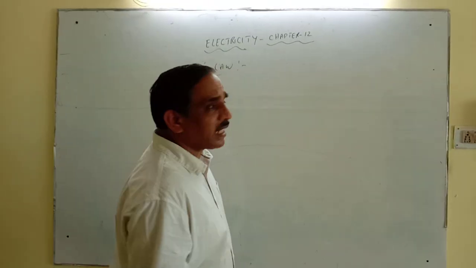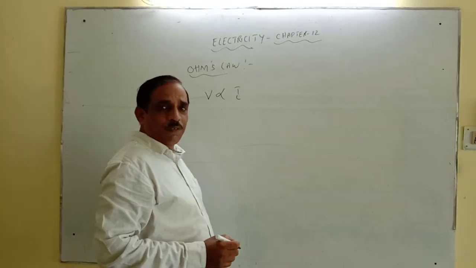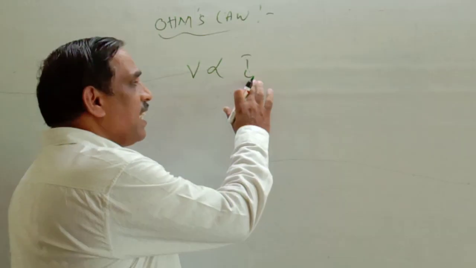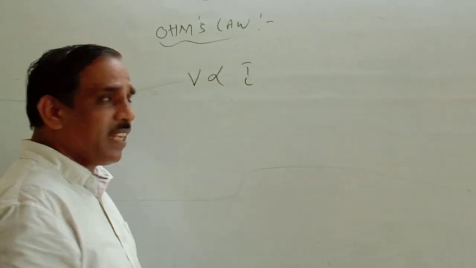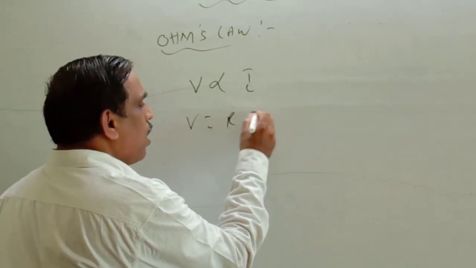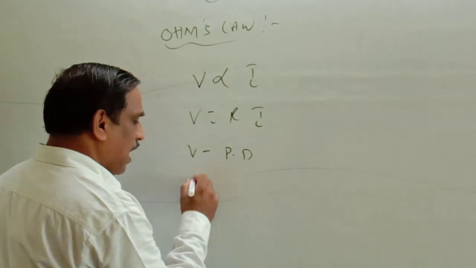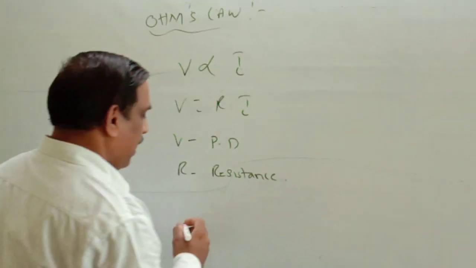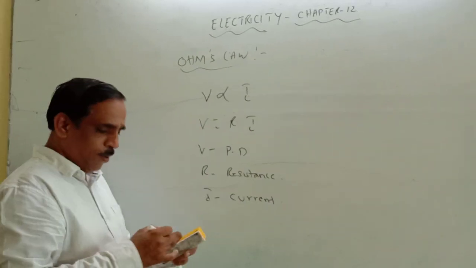It can be mathematically written as V is proportional to I, where V is the potential difference and I is the current. And if you remove the proportionality sign, we get V equals R I, where V is potential difference, R is the resistance of the wire and I is the current passing through it.